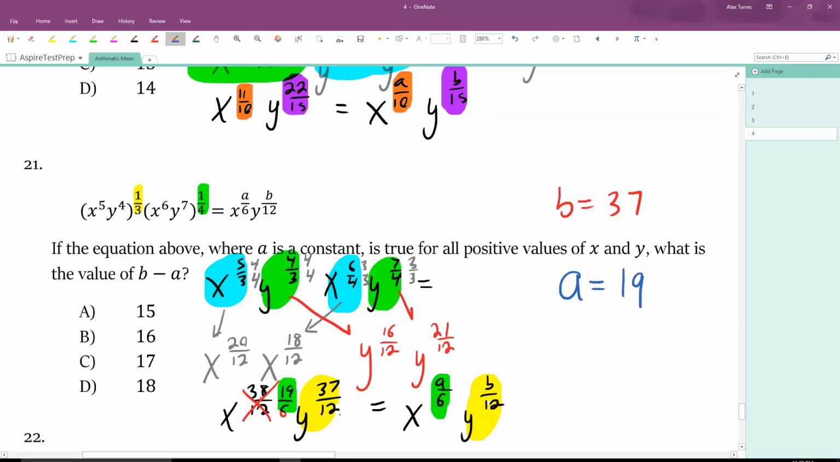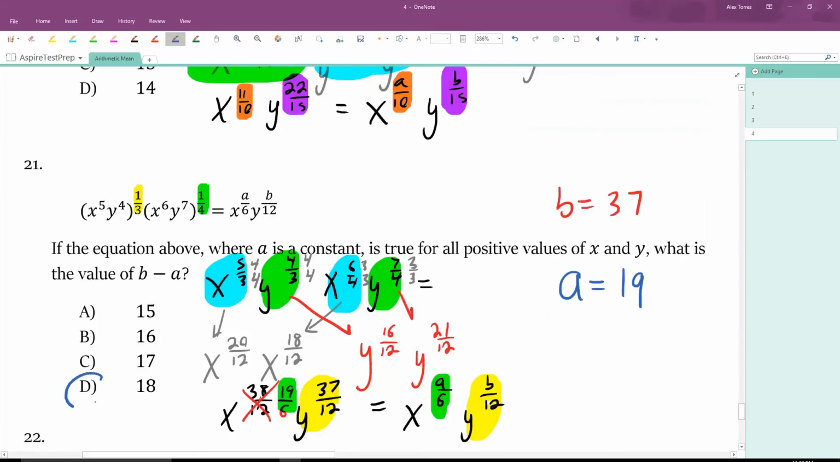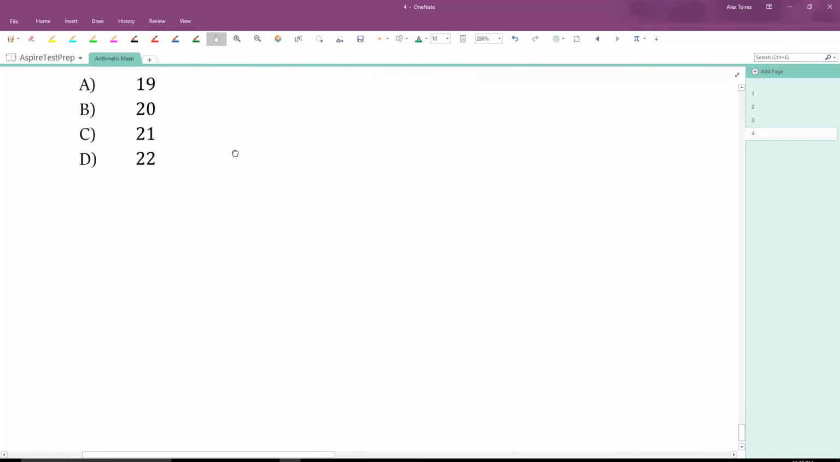What's the value of b minus a? It's 37 minus 19. So that's choice D. Going over to number 22, the same idea, and this I think will be our last problem here.